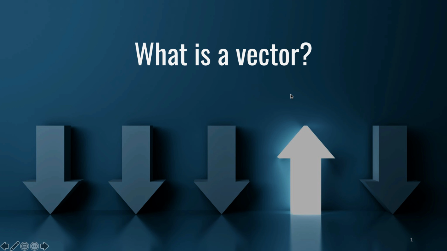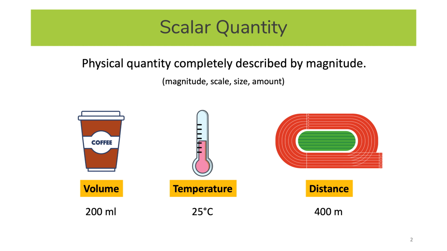Hi, in this lesson, we are going to learn what a vector is. In order to understand why a vector quantity is important, maybe we should take a look at scalar quantity first. A scalar quantity is a physical quantity that can be completely described by a magnitude, and the word magnitude can be used interchangeably with other words like scale, size, and amount.